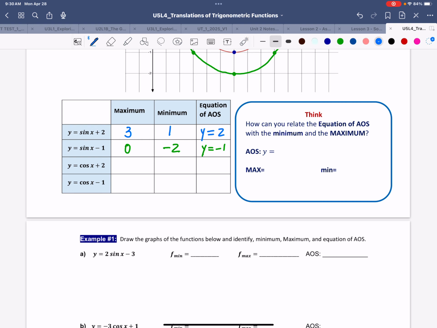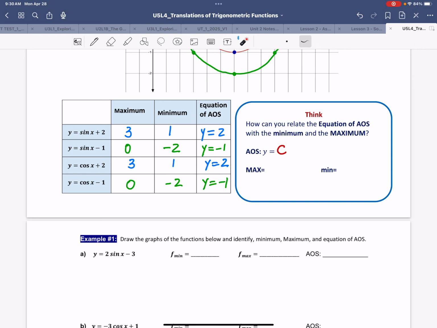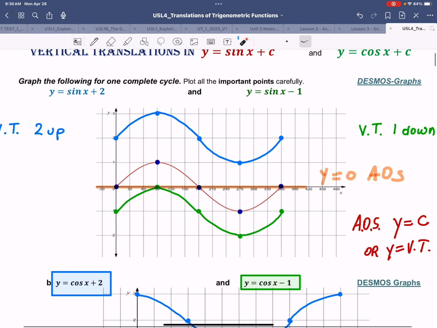So the maximum was at 3, minimum at 1. Axis of symmetry was at y equals 2. And for the cosine of x minus 1, maximum was 0, minimum was -2. Then the equation of the axis of symmetry was at y equals -1. So in conclusion, we say that the equation of the axis of symmetry will always be at y equals c, right? As you can see here, axis of symmetry ended up being at c. And in order to determine the minimum or the maximum, I want us to go back to our graphs.